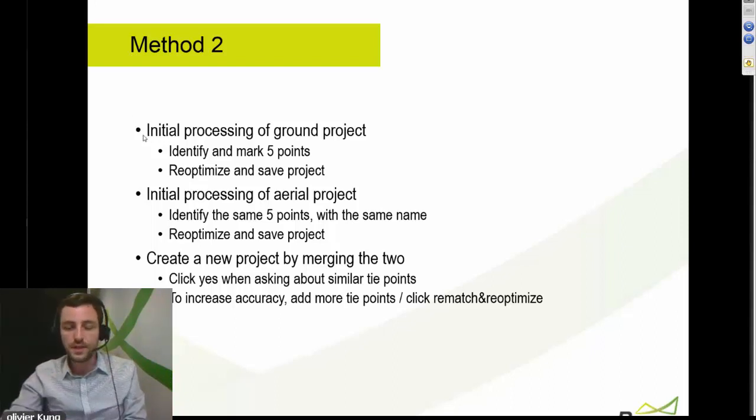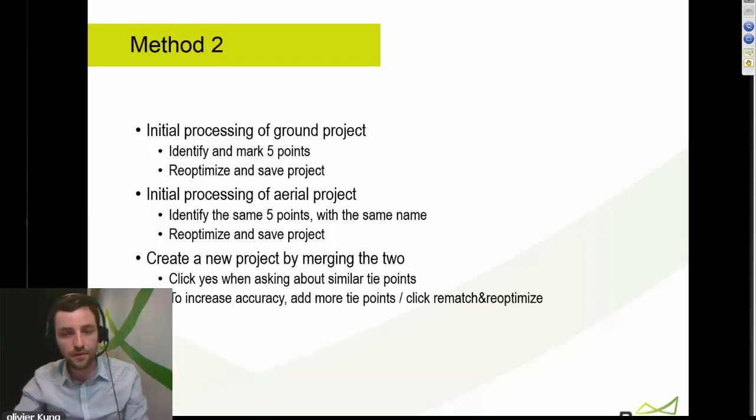The first thing to do is to take all the images, put them in the software, and do the initial processing, step one of the processing. Normally, you will obtain the whole model processed correctly, and then at that stage, the goal will be to identify and to mark 5 tie points. Once you have identified and marked these tie points, it's very important to click on the Re-Optimize button and to save the project. Then you can close this project.